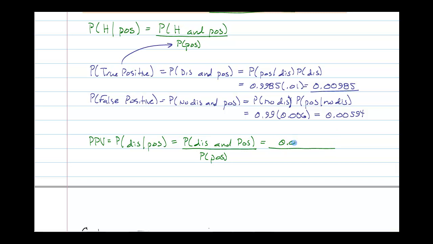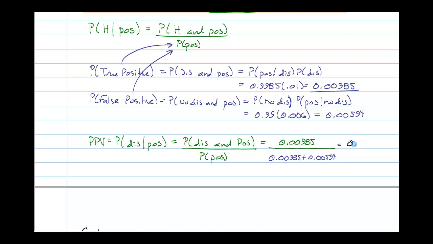So disease and positive was the probability of a true positive, and so that was your 0.00985, and the probability of being positive is actually made up of two things. It's made up of the true positive and the false positive. So that would be 0.00985 plus 0.00594. And if I divide these out, I will actually get a value that to me is quite shocking.